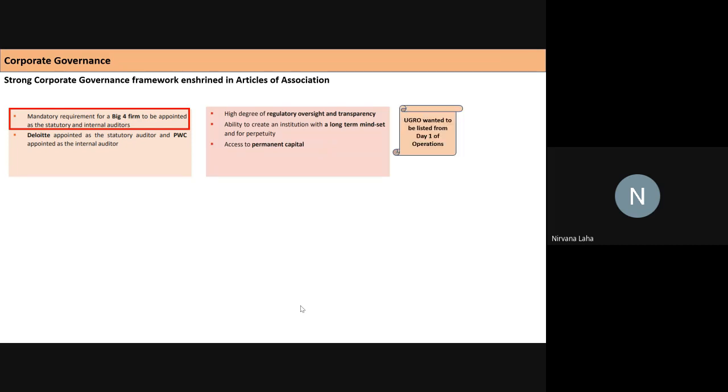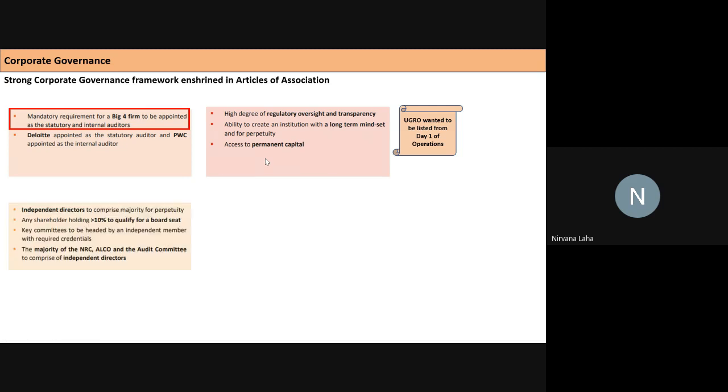They wanted to be a listed company from day one. Yeah. Why did they want to be that? So that there is a high degree of regulatory oversight. SEBI, RBI, everybody is overseeing it, right? There's 100% transparency. You can't hide anything. And he wants to build a firm with a long-term mindset. Yeah. So what better way to do it than to be a listed institution on the markets, because listed companies are forced to think long term.